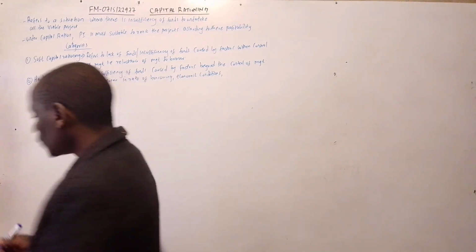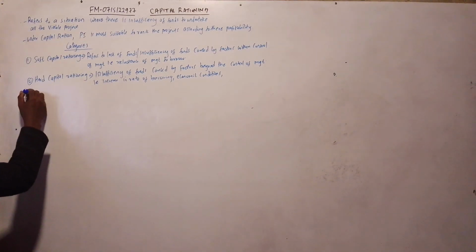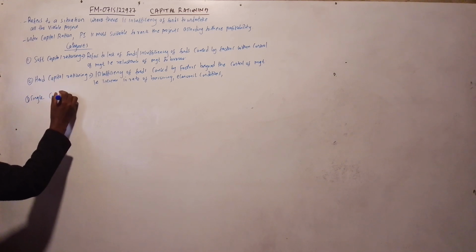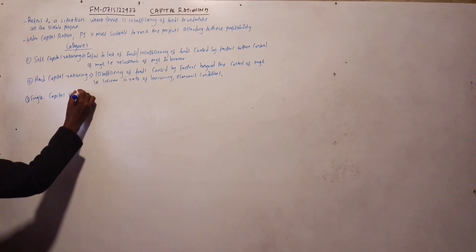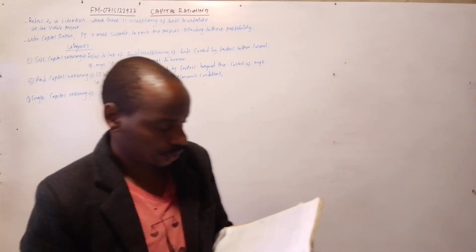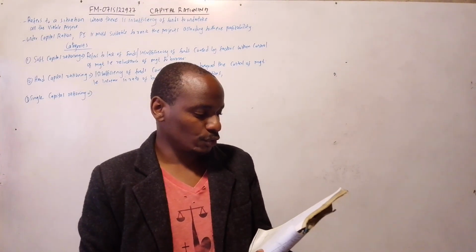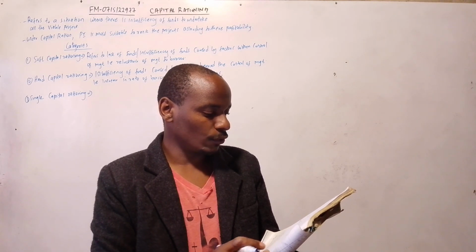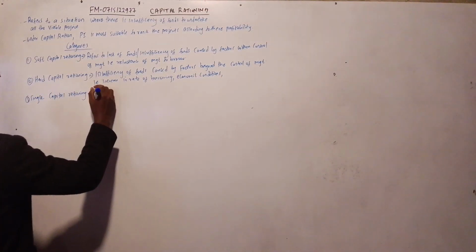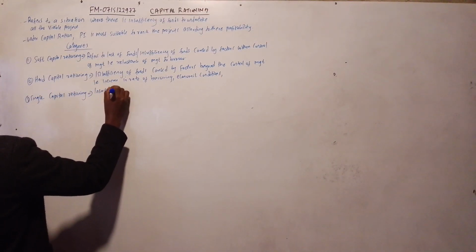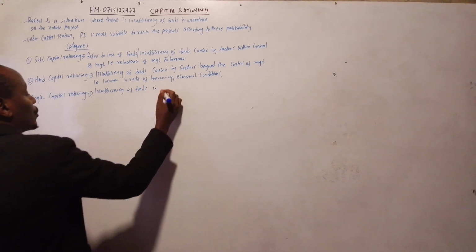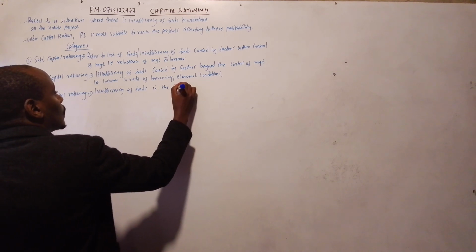Number 3, single capital rationing. That one is insufficiency of capital during the current period. It refers to the insufficiency of funds in the current period only.